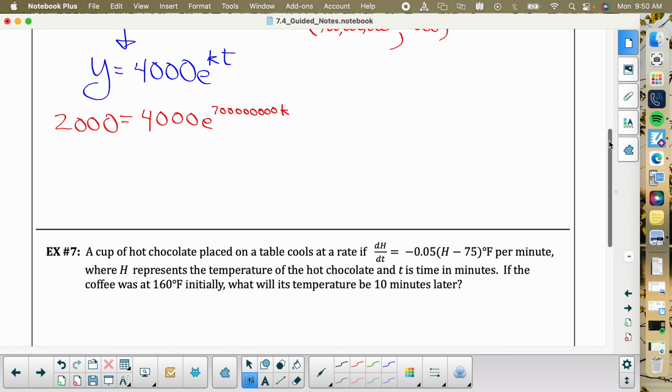This one's not more difficult than the previous problem, it's just more work because there's bigger numbers. 2,000 divided by 4,000 would be our first step. Our next step would be to solve for k by taking the natural log of both sides. So the ln of 0.5 would equal 700 million k times ln of e. I'm kind of skipping this work because I feel like you guys have done it quite a bit in the homework, that you kind of know how to do this step in your head now. So ln of 0.5 divided by 700 million is your k value.